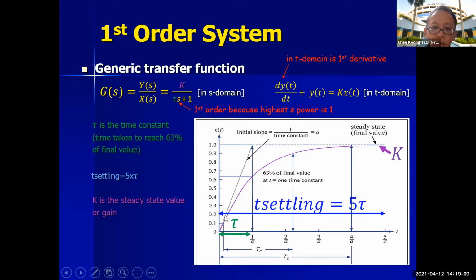We also define the settling time, meaning the time by which it becomes steady state, more or less reaching a constant value. And this is about 5 tau, 5 times tau. So settling time will be 5 tau. And then of course, K is the steady state gain, which you cannot change anymore. It is stabilized at that value, and that we call K.